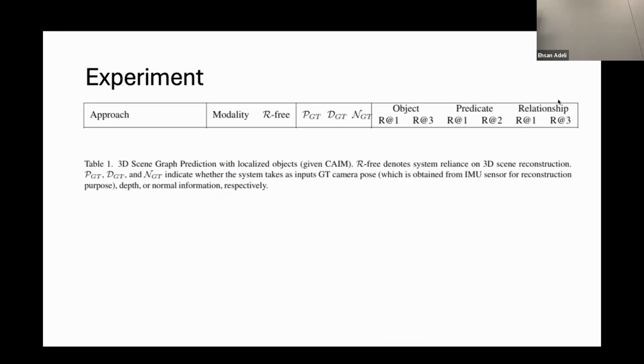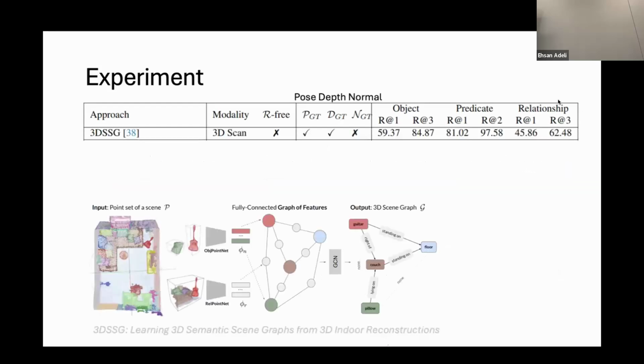Next, we release our experimental findings. The R3 denotes the system reliance on the 3D scene reconstruction. P, D, and N indicate whether the system takes the ground truth camera poses, depth, or normal information as input or not. The first baseline to be compared with is the 3D SSG, which is also the first work proposing the 3D SGP task. It would take the entire 3D scene reconstruction scan as input, and it would utilize the ground truth camera poses and depth information.